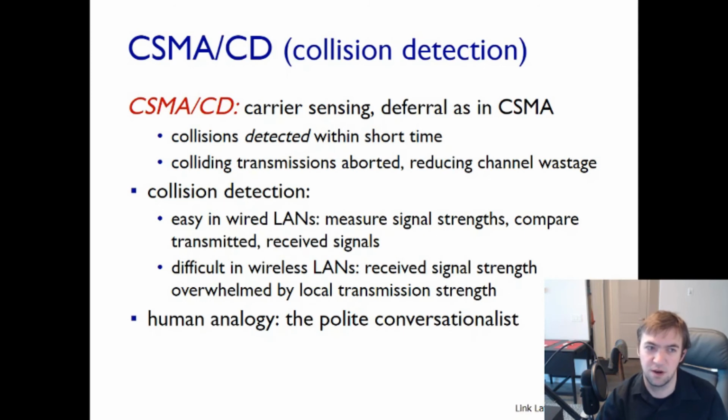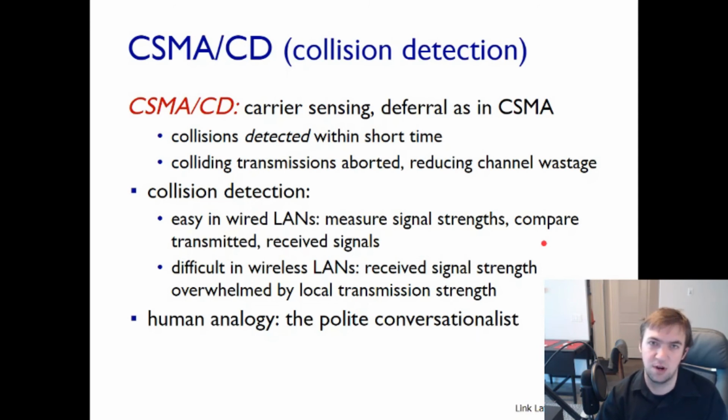So we can improve a bit on CSMA by adding in a bit of collision detection. By doing this, we can detect collisions within a short amount of time and immediately abort sending a frame that we know is being interrupted by somebody else. When it comes to wired local area networks, you can do this pretty easily by measuring signal strengths, comparing transmitted and received signals, but it's a little more difficult when you're handling things wirelessly because the signals that you're receiving are always going to be, or almost always going to be, weaker than the ones that you're sending out. Your local transmissions are going to be stronger.